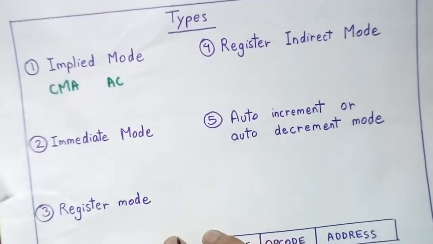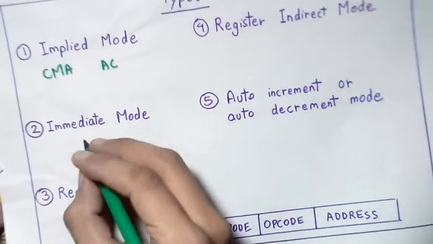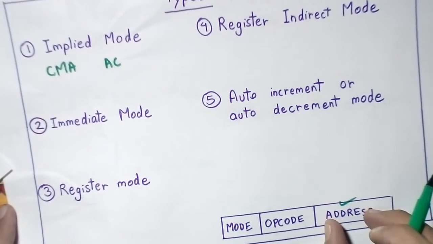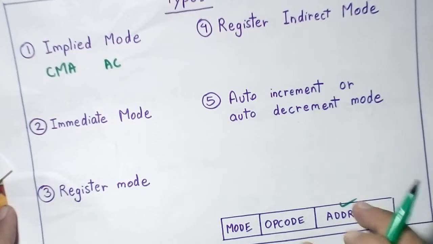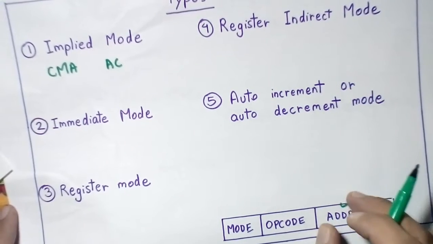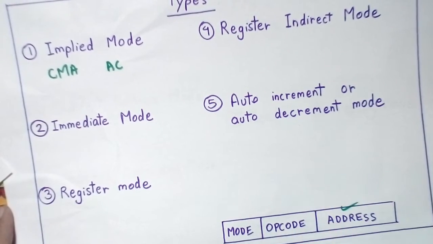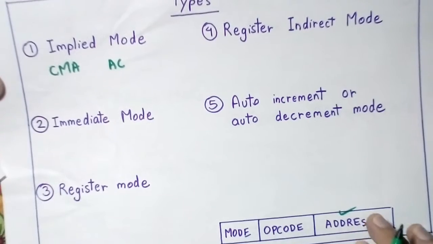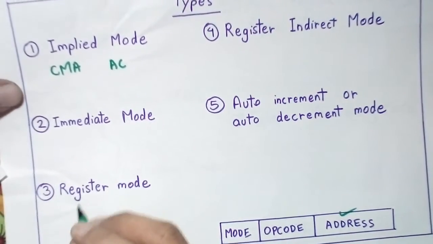The next is immediate mode. In immediate mode, in the address part, the operand, such as in add 5, the 5 is the direct value of the operand. So the value of the operand is directly in the instruction code. That is immediate mode. It is directly in the address part.